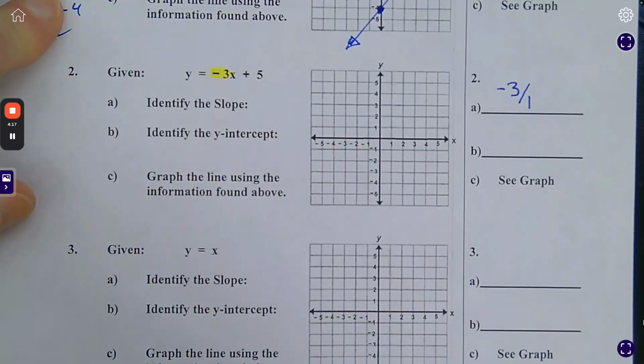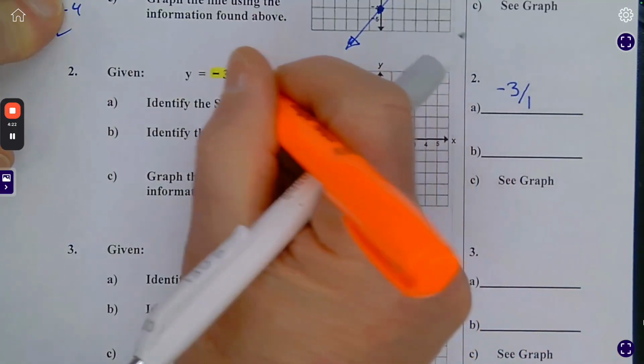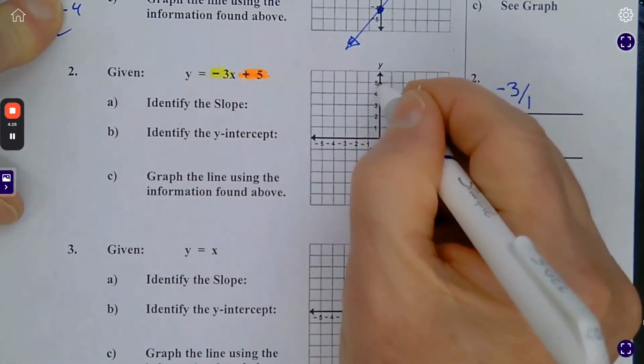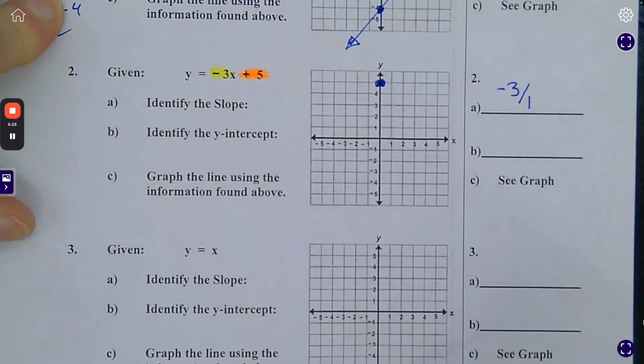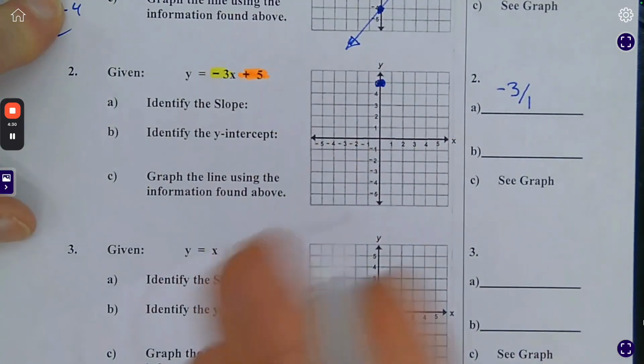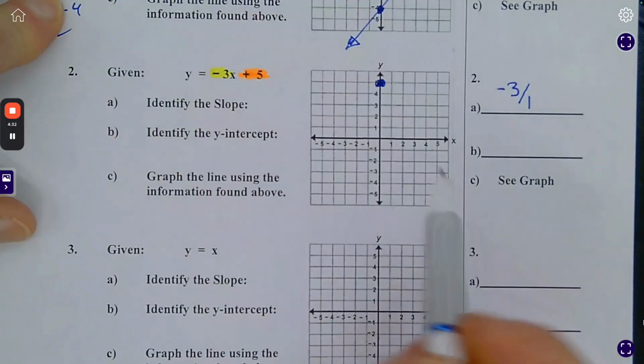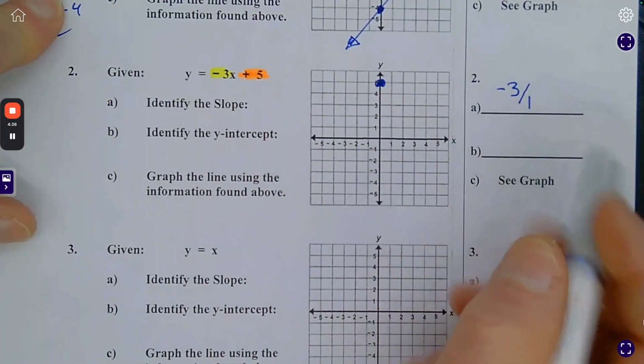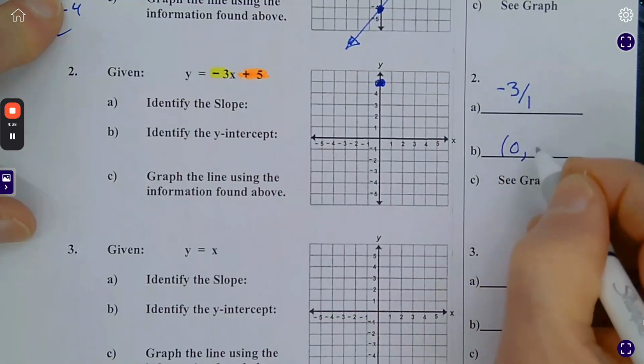Now I have a y-intercept, and that y-intercept is right here. Notice how I took that plus with it, so that gives me a 5. That's my y-intercept. It's my initial value. Those are important points. As we move on, you'll see that is an important point. This is also an important concept. I forgot to write that.